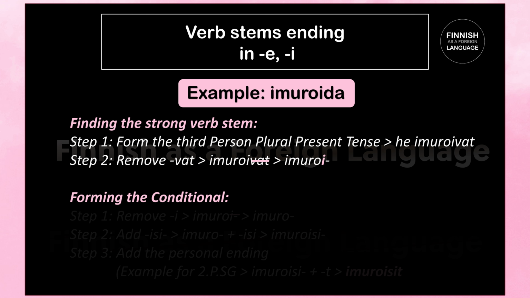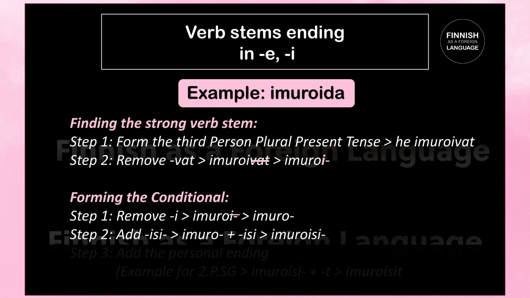Now it's time for the conditional mood. Here we have 3 steps to follow. Step number 1, remove the i. So imuroi changes to imuro. Step number 2, add isi. So imuro plus isi is imuroisi.